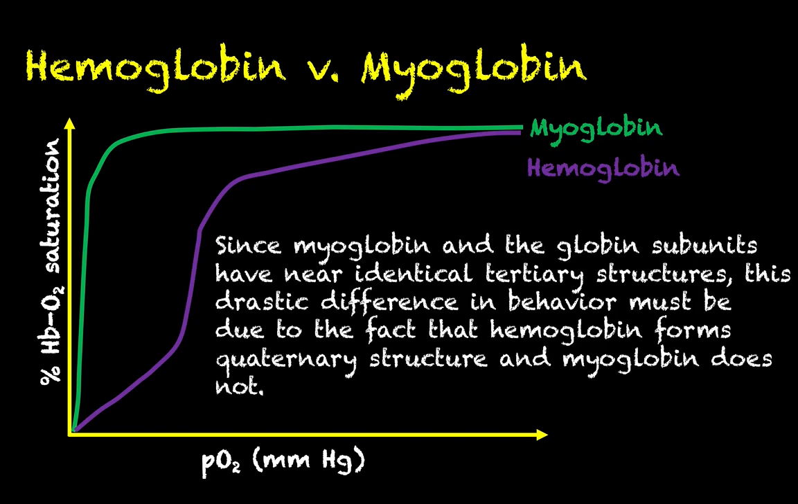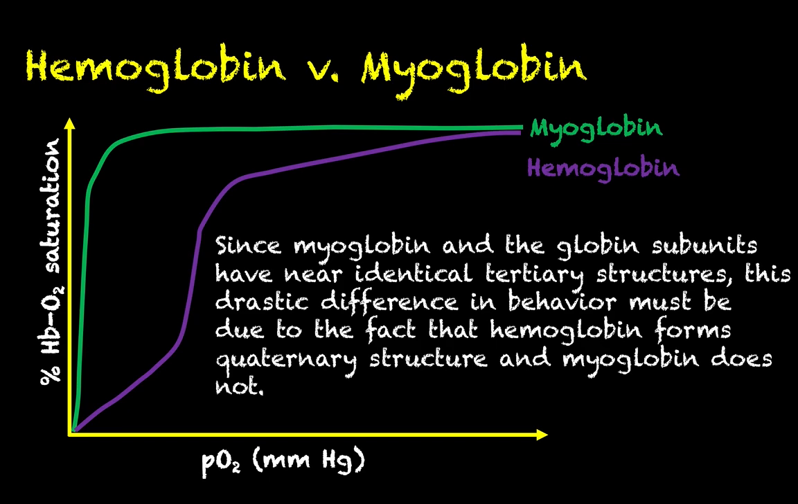So if you're wanting to know, well, if myoglobin and the globin subunits of hemoglobin are so similar at the tertiary level, why do they have such different behaviors as it pertains to oxygen transport? So again, basically we answer the question there. Since they do have such near identical tertiary structures, the difference here has to have something to do with the fact that hemoglobin forms quaternary structure and myoglobin does not. So there has to be some sort of subunit communication in hemoglobin that is not possible with myoglobin.